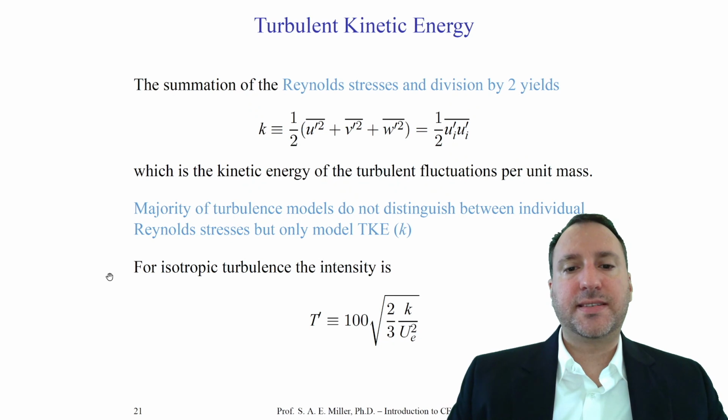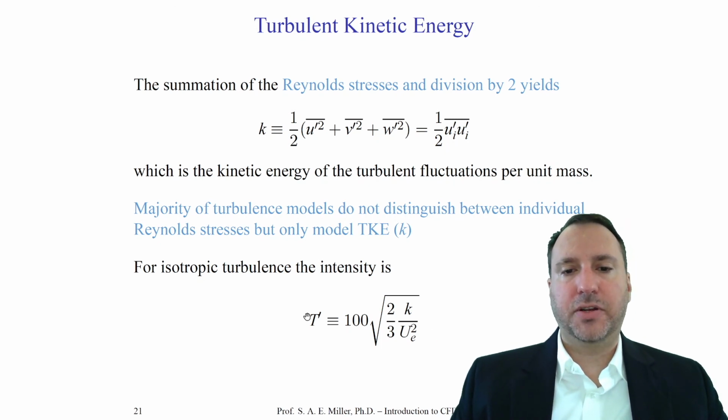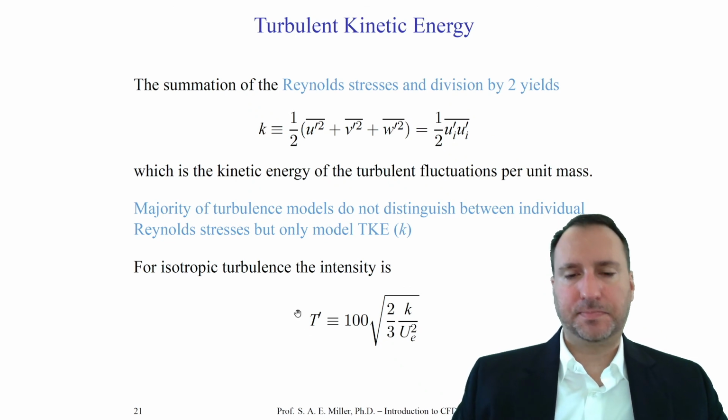Now, if our turbulence is isotropic, you can look at this particular equation and simplify it, and you'll find that for a particular isotropic flow, you'll get an exact and beautiful analytical equation. It'll be 100 times the square root of 2/3 of the turbulent kinetic energy divided by the base velocity squared, which of course is constant at the particular grid point. And that will be, of course, the turbulence intensity.